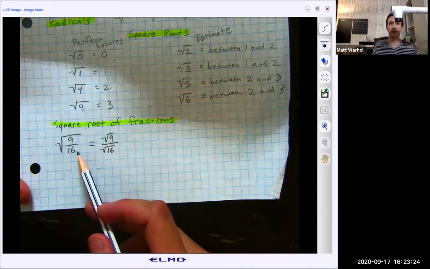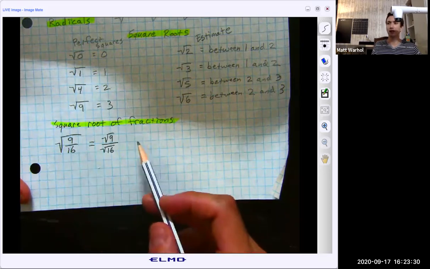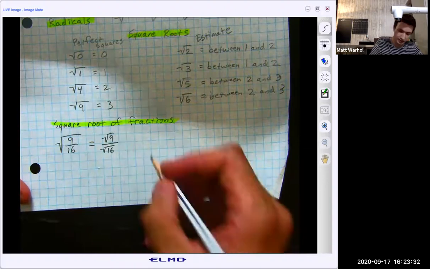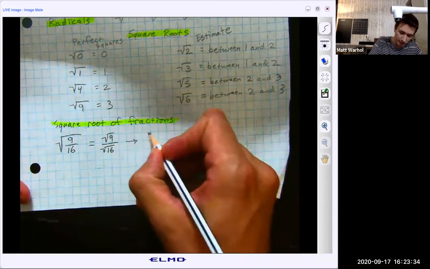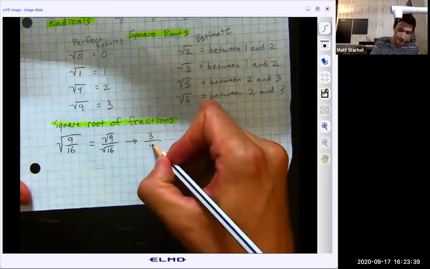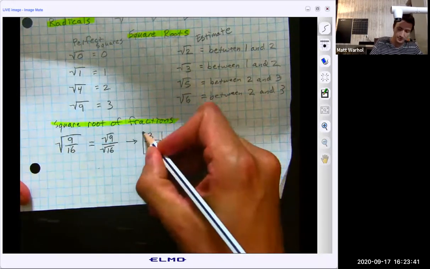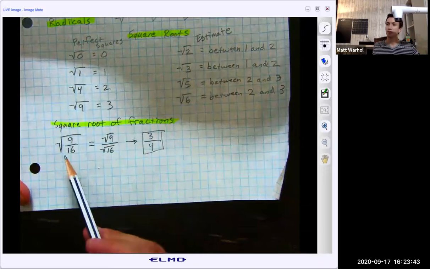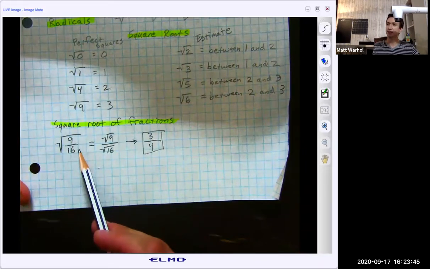Actually, maybe you can already think about that in your head. I just thought of it as I was reading it. But if you can't think of it right away, well, then rewrite it. Do you know the square root of 9? Sure, that's 3. And what's the square root of 16? 4. Hey, look at that. What times itself makes 9/16?